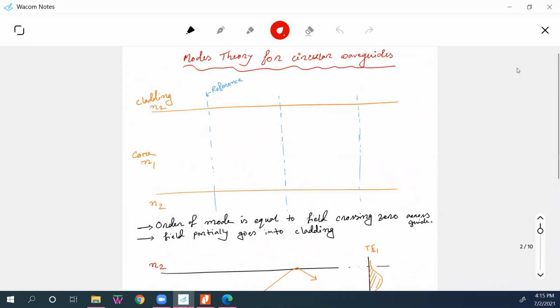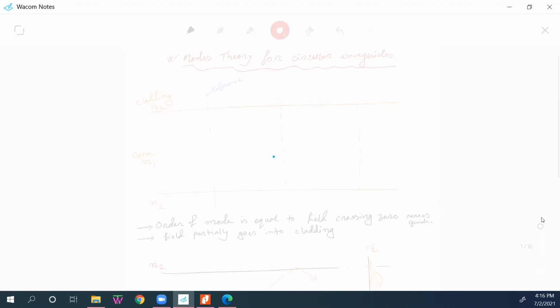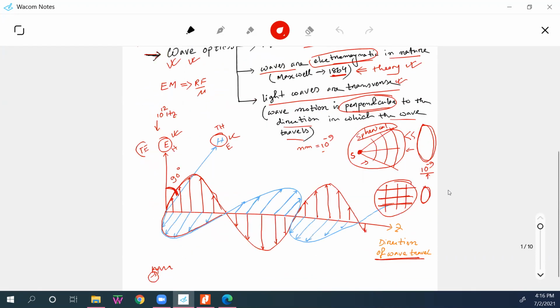mode theory for circular waveguides, or like we actually study the modes. Is this the first time you are hearing the word modes? Probably not. We discussed this word or phenomenon previously. For example, transverse electric and transverse magnetic are called the modes of the optical fiber when they are traveling through it. So transverse electric is a mode, transverse magnetic is also a mode.